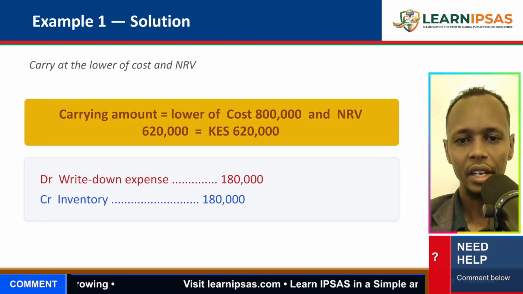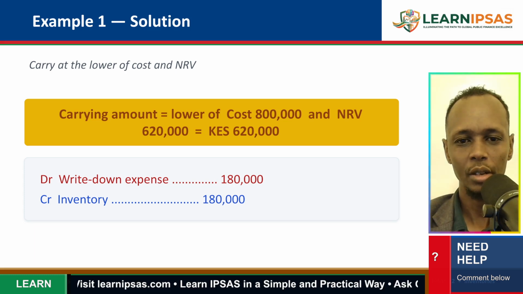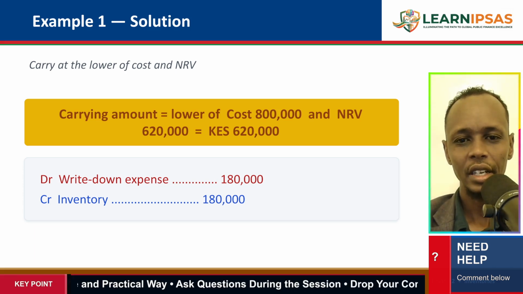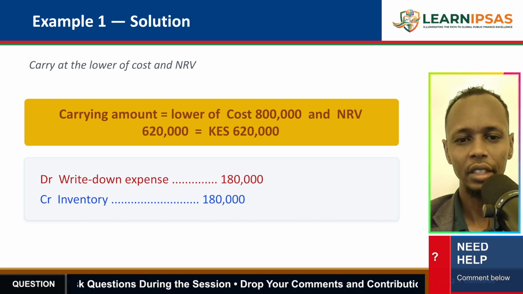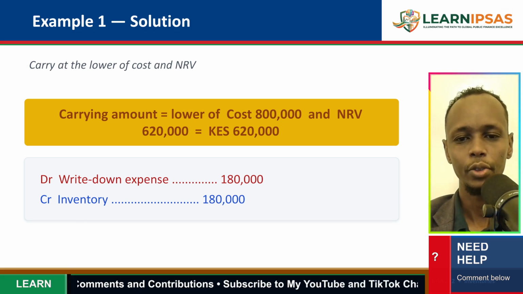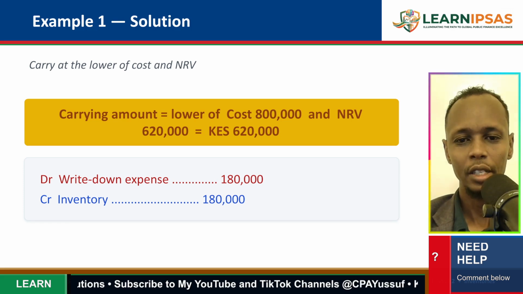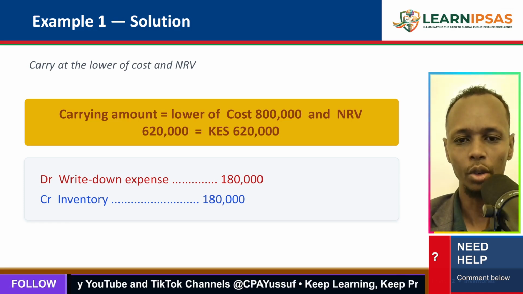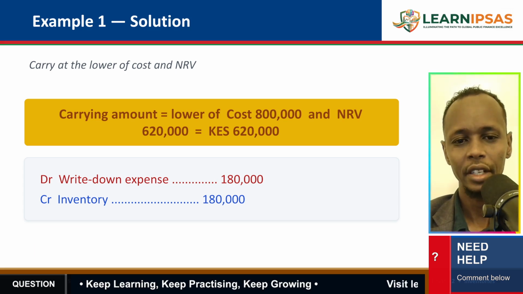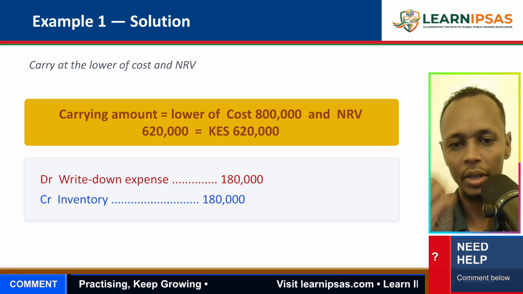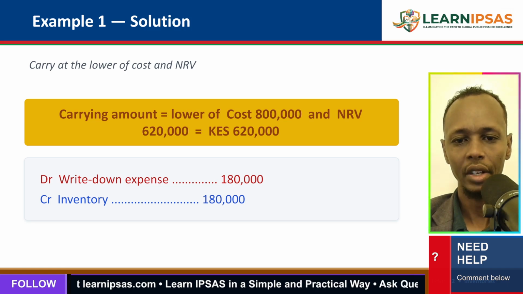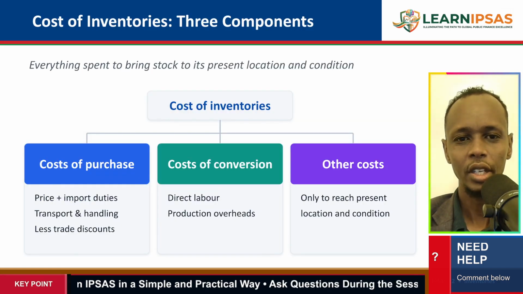So, carrying amount is equal to the lower of cost, which is 800,000, against 620,000. Which one is lower? If you look at these figures, 620 is lower. So 800 minus 620, that is 180. So the write down expense, which you will take in the statement of financial performance, if you classify your expenses by economic classification, normally we take it to use of goods. So write down expense 180,000, and then you reduce inventory. Normally, an asset we debit when increasing an asset. When reducing an asset, we credit. So credit inventory by 180,000.